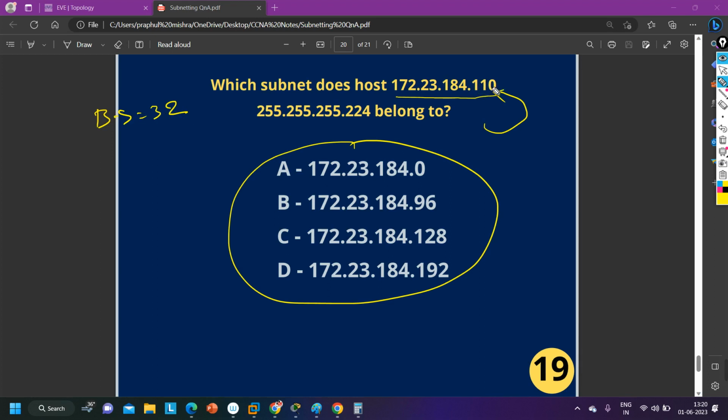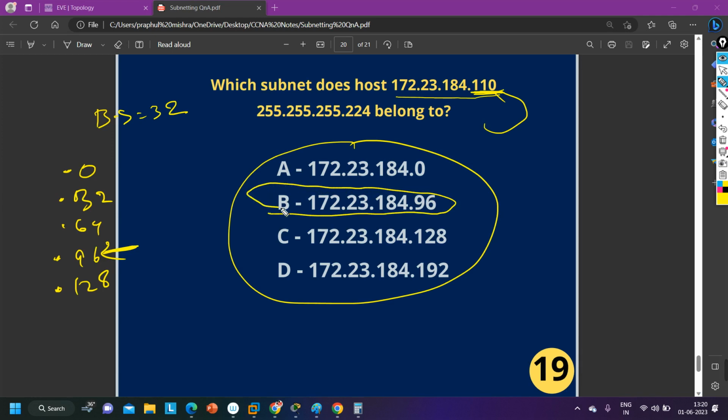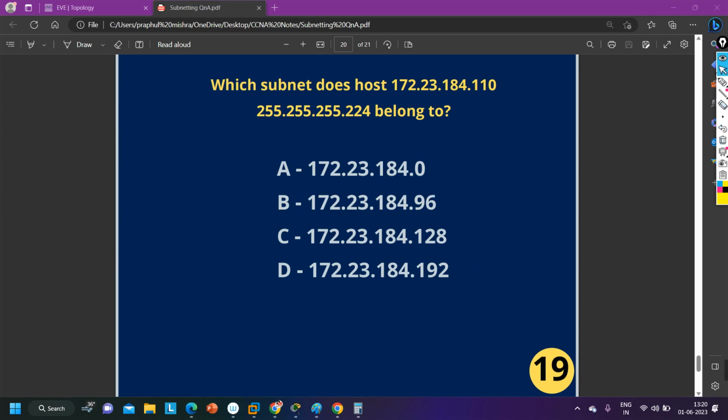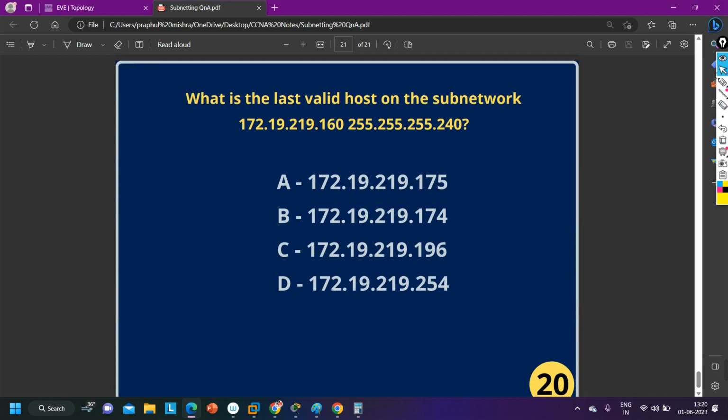You need to find the nearest number which is divisible by 32. The networks are 0, then 32, then 64, then 96, then 128. So 64 is the network ID for host 110. Yes or no? Yes. So which answer is right? B. Well done. And the last question is for you.